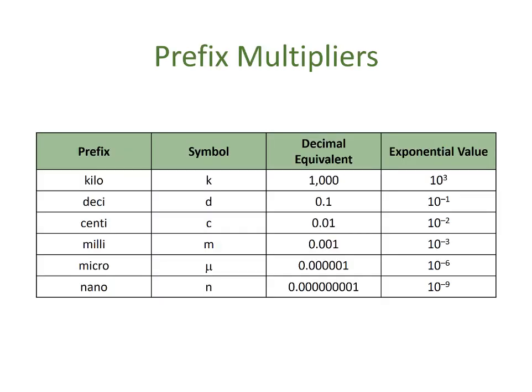Along with the base units, there are prefix multipliers that can make the value larger or smaller. In this table, I'm showing you the name of the prefix, its symbol, the decimal equivalent, and the exponential value. The only two things that you really need to know for this class are the symbol and the exponential value. You may wish to pause the video and write down these 6 symbols and their corresponding exponential values.